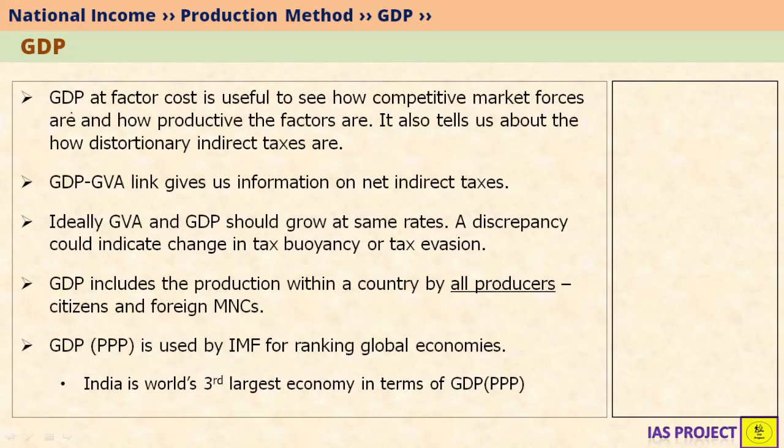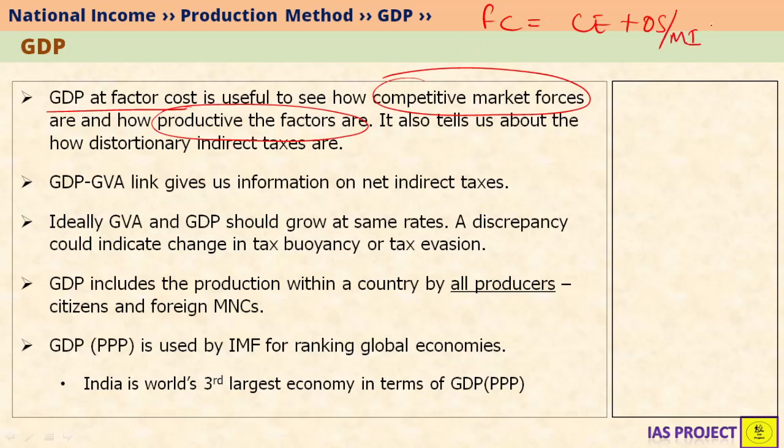GDP at factor cost is useful to see how competitive market forces are as well as how productive factors of production are. We have already discussed this in a previous video. We know factor cost is nothing but compensation to employees plus operating surplus or mixed income plus consumption of fixed capital. This does not have any kind of taxes.